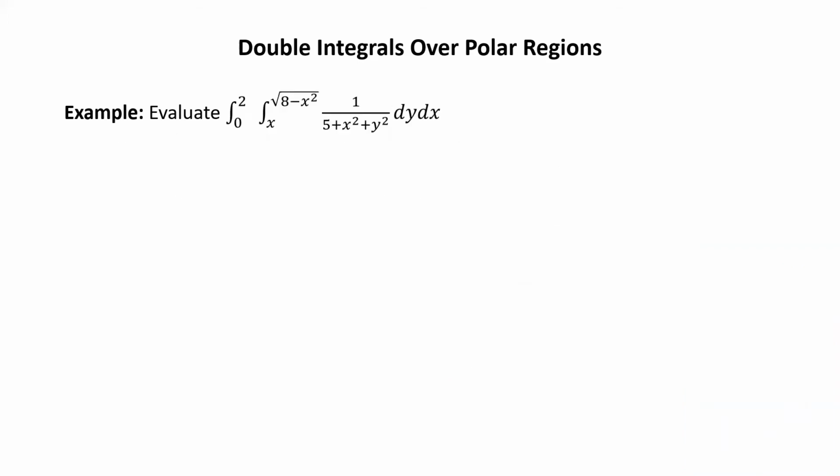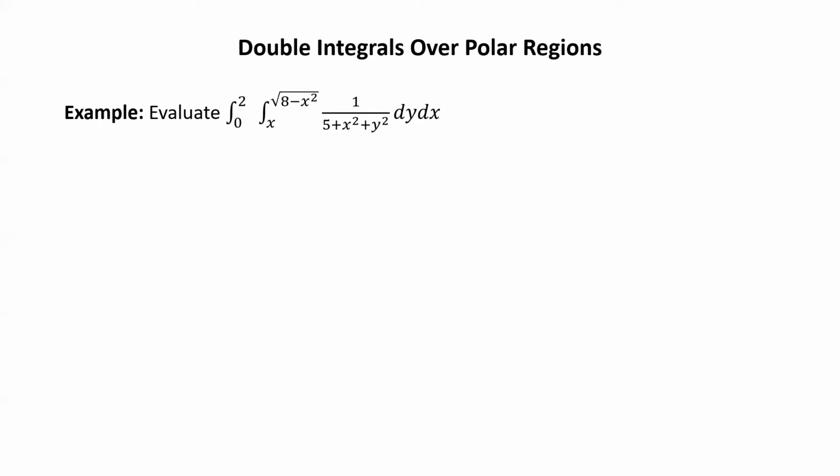Let's try another one. Go ahead and try this yourself. As a hint, notice that this is a double integral being done as a type 1 region, and you want to change it to an iterated integral that reflects a polar region. Go ahead and pause the video, try this yourself, and then resume the video to check your answer with mine.